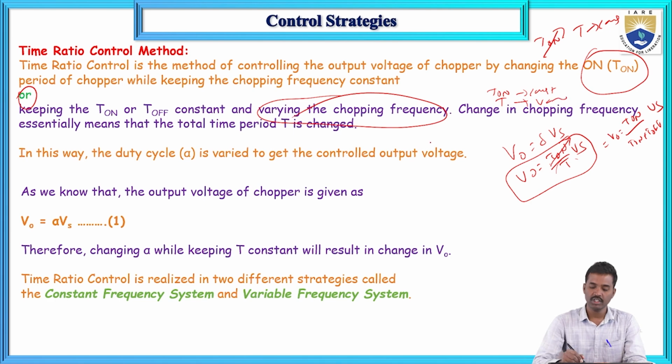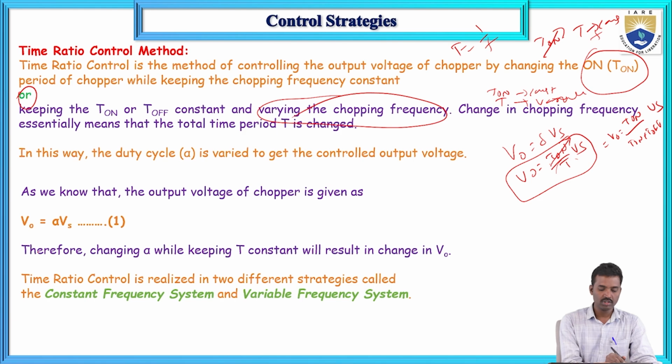Chopping frequency means T equals 1 by f. By changing the chopping frequency, we can change the time period, and by changing the time period, we can also change the output voltage. In this way, we can change the output voltage in two ways: either T on is variable and the time period is constant, meaning the frequency is constant, or T on is constant and the time period is variable, meaning the frequency is variable. I will explain these two methods.